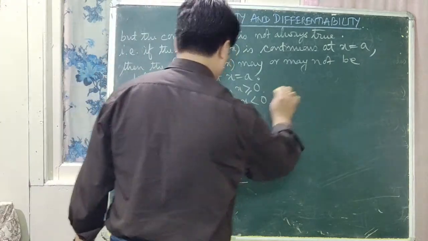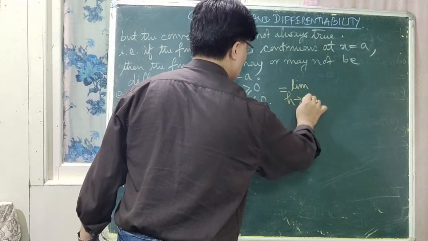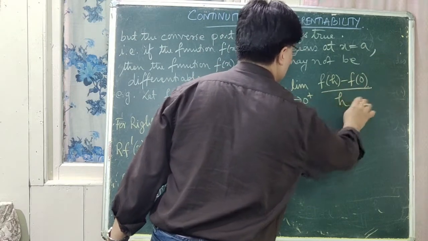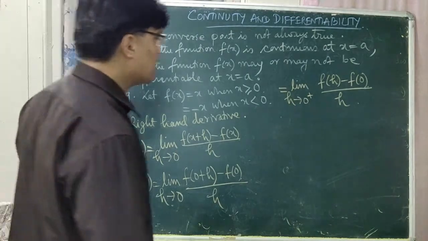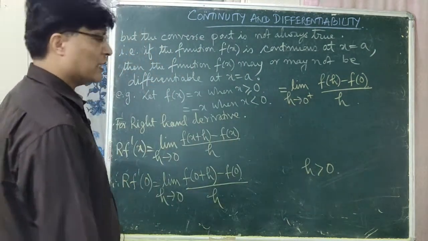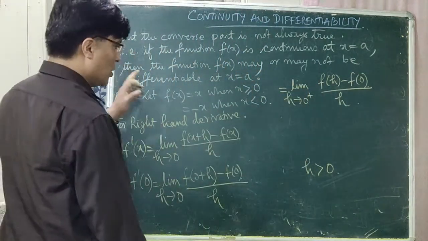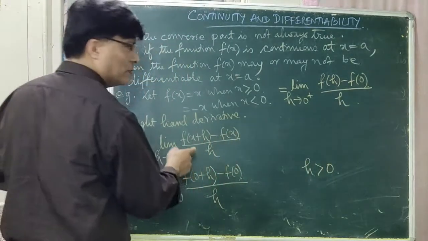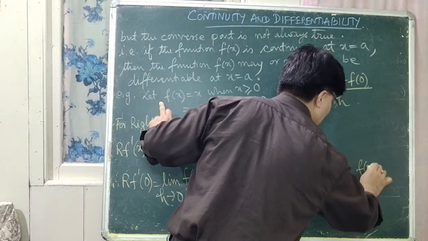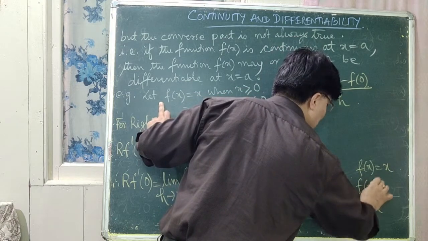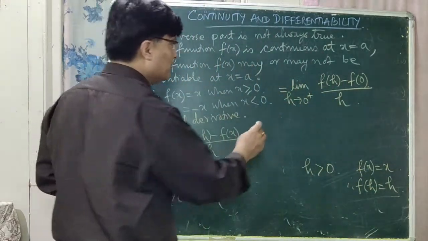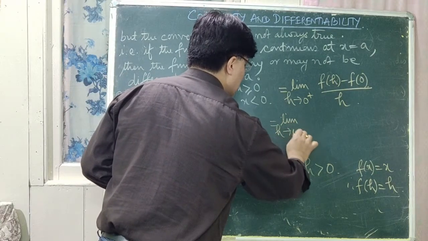Next, which is equal to limit h tends to 0 plus, this is your f of h, minus f of 0 whole divided by h. What is the meaning of h tends to 0 plus? h tends to 0 plus means h is greater than 0. What is the value of f of h in this case? For h greater than 0, you should take x greater than 0. If x is greater than 0, what is the value of f of x? x, isn't it? So f of x is equal to x in that case. Now instead of x, you should put h, because there is h there. f of h is equal to h. Is that clear?